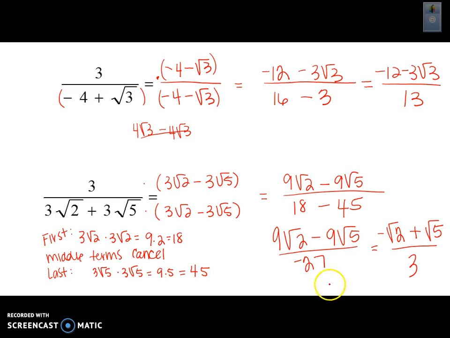And just so that we can keep it more conventional and leave the negative on top instead of in the denominator of our fraction, when we divide, we put our negative up here, so -1/3. And then this is going to be a positive, since it's a negative divided by a negative. So we've got positive 1/3 over here. My final answer is negative square root of 2 plus square root of 5 over 3.